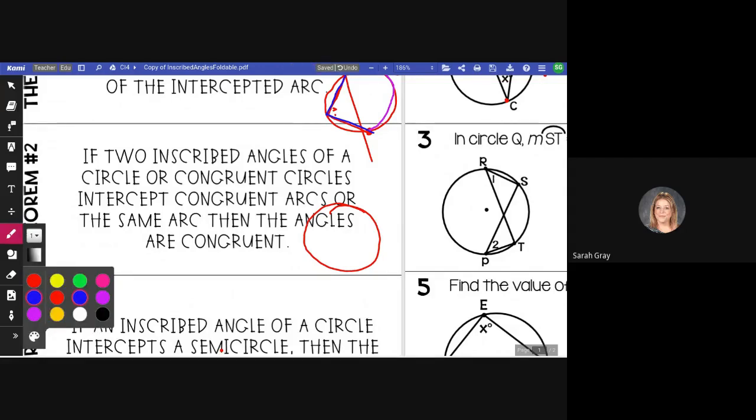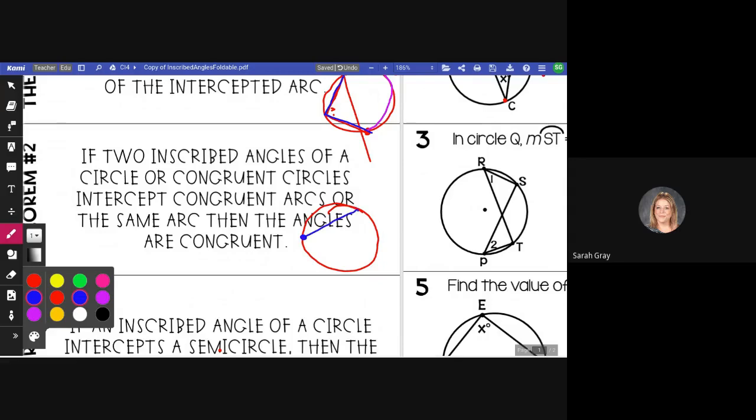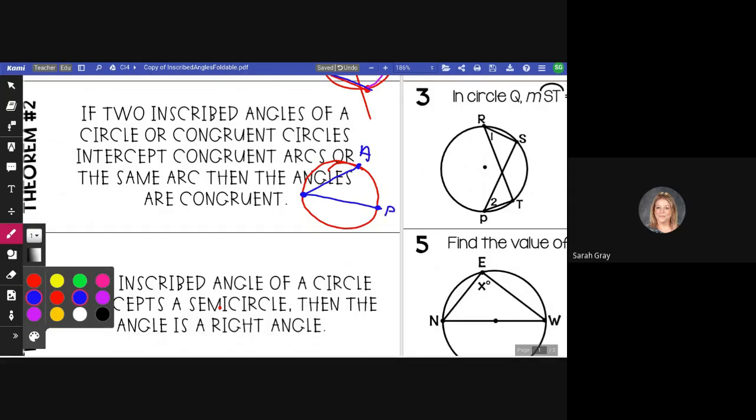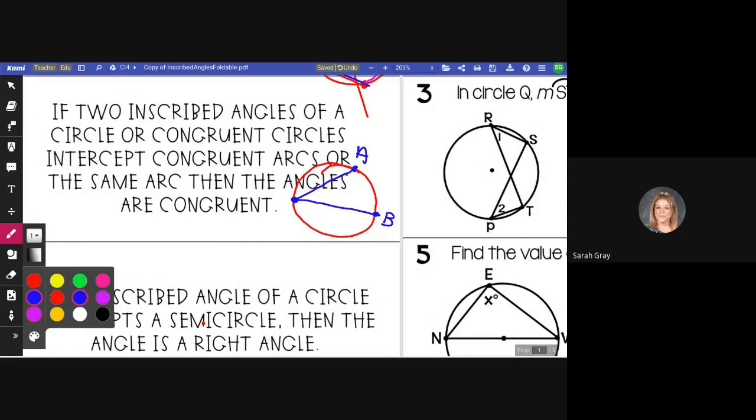So what they're saying here is if you have an inscribed angle that opens up to this arc, let's call it arc AB, and you have another inscribed angle that opens up to the same arc, but it's over here, it's a different angle. Those two angles are going to be the same measure because they open up to the same arc.